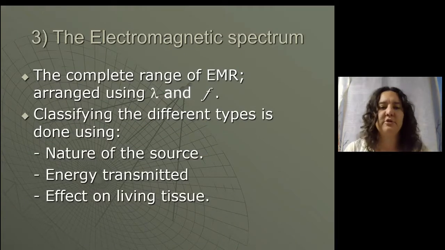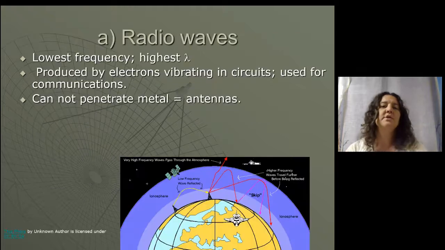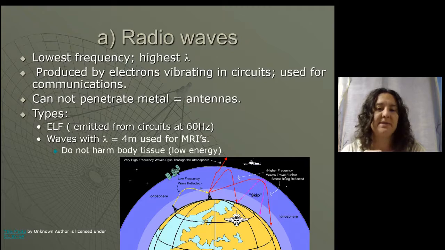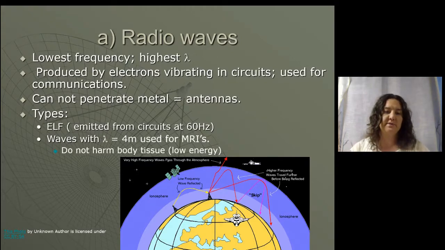So the complete range of electromagnetic radiation can be arranged using both wavelength and frequency. And we can classify different types using the nature of the source, the energy transmitted, and its effect on living tissue. So radio waves have the lowest frequency and therefore the highest wavelength, because again, everything must balance out. So if a frequency goes down, wavelength must go up. So this is produced by electrons vibrating in circuits, and it's used for telecommunications.